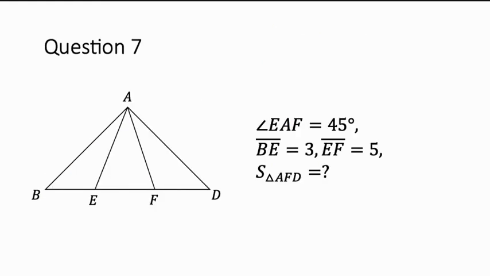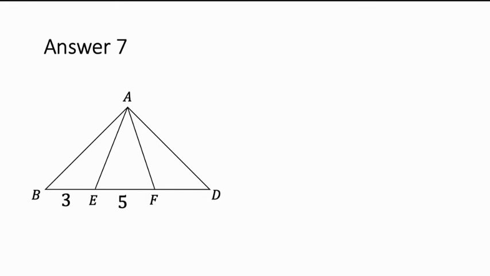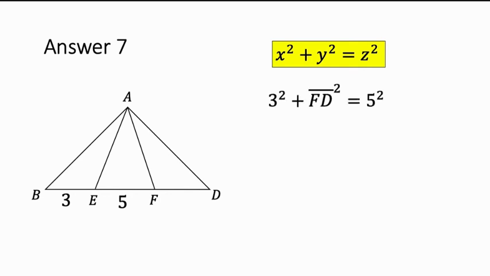We'll now look at our next question, question 7. It asks that if EAF equals 45 degrees, BE equals 3, EF equals 5, then what is the area of the triangle AFD? Well, to solve this question, it is actually quite easy. It is just the same diagram we've been seeing all through this lecture. We already know that x squared plus y squared equals z squared. This means that we can solve for FD, and in this case, FD equals 4.